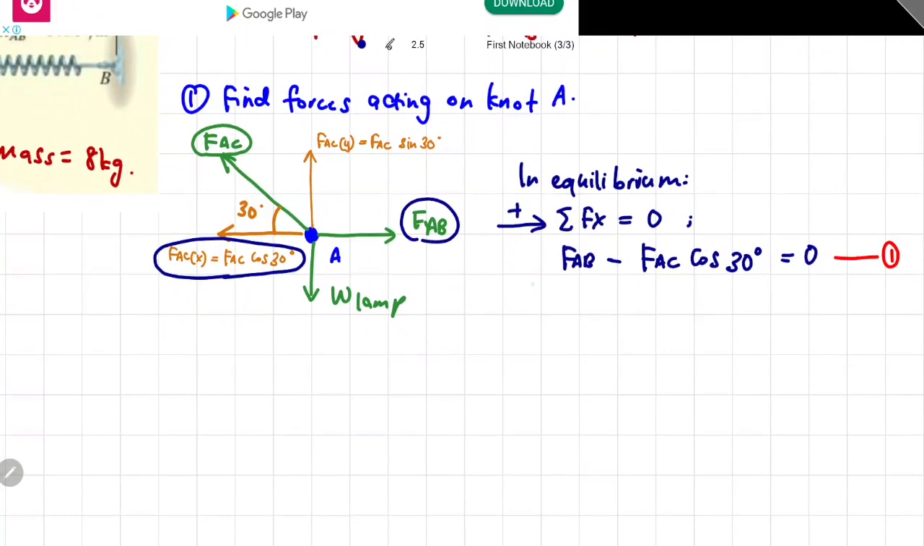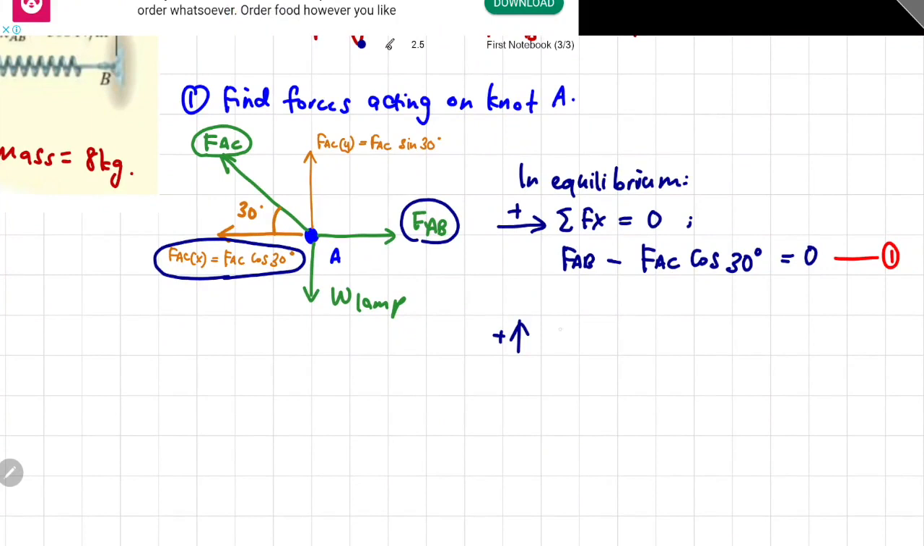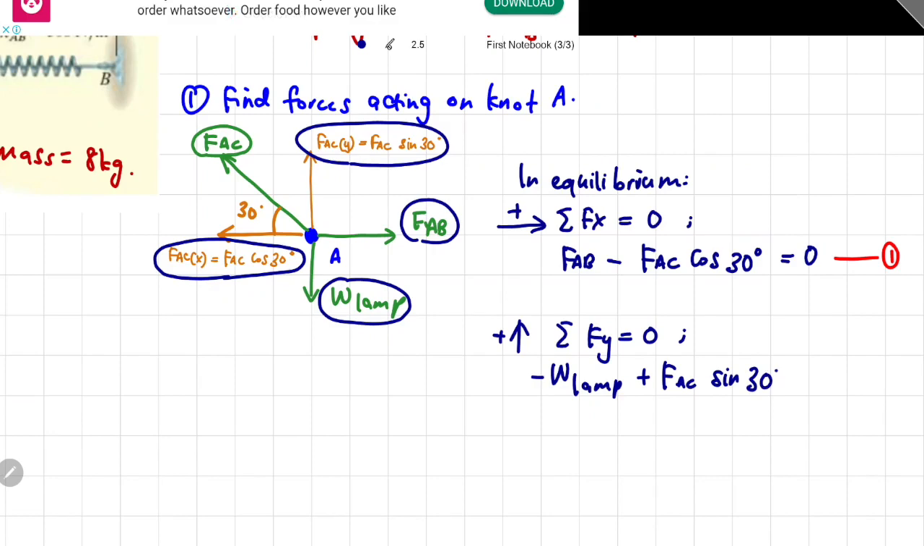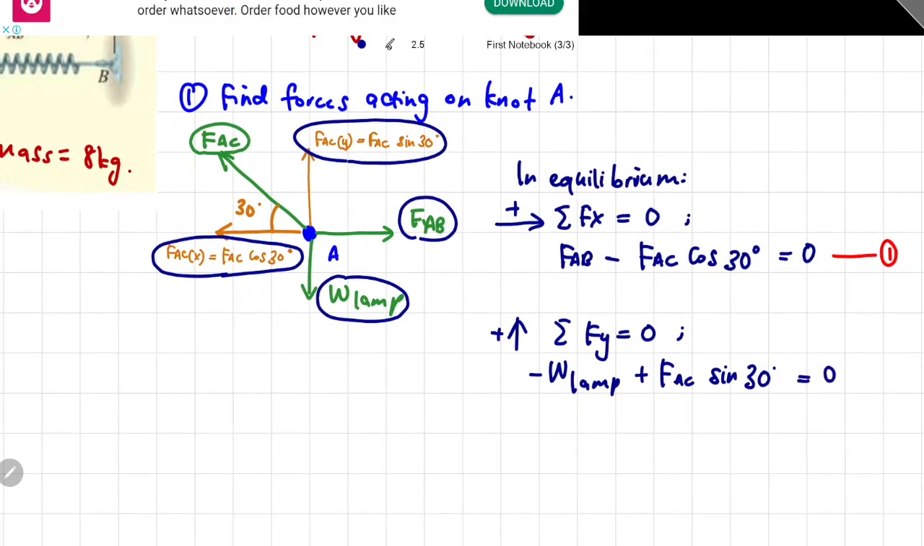Now let's apply the equilibrium condition in the y direction. So assuming the upward direction to be positive, then the summation of all forces in y direction should be equal to 0. So what are the forces happening along the y direction? Okay, the first one is the weight of the lamp. Now notice the direction of the weight is downward, so the magnitude would be negative W. And then the second force is FAC sin 30 and the direction is upward, so that is why the magnitude becomes positive. Are there any more forces along the y direction? No. So we sum up these two forces to be equal to 0.